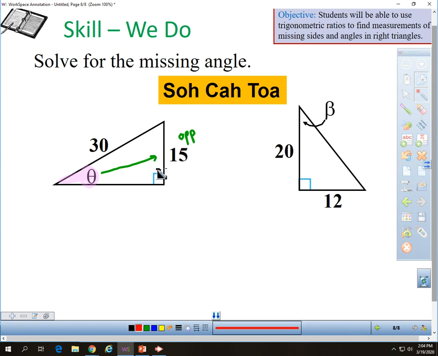Here is a 90-degree angle. Across the 90-degree angle, we have the hypotenuse. And the third side is called the adjacent.